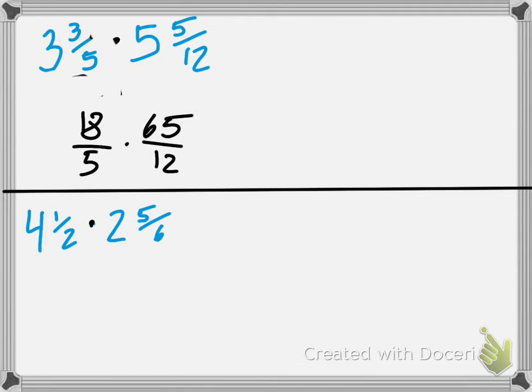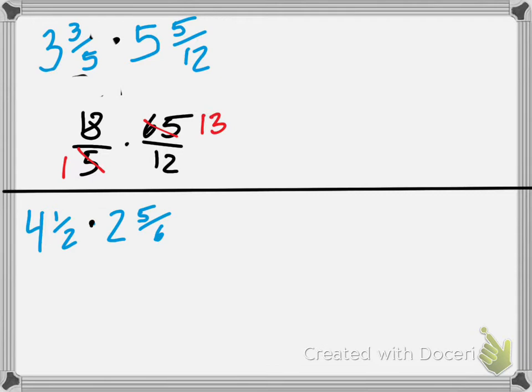Yes, I can cross cancel. Dolan, give me one example of what I can cross cancel. You can cross cancel the 65 and the 5. Yeah, what are they both divisible by? 5. Perfect. 5 divided by 5 is 1. Dolan, do you know 65 divided by 5? Dolan, what is it? 13. Yeah, 13.